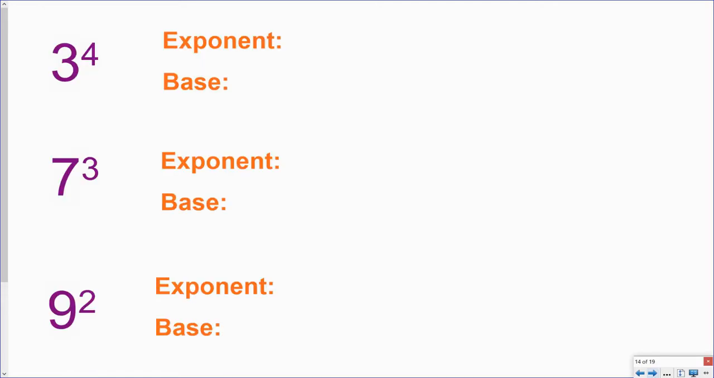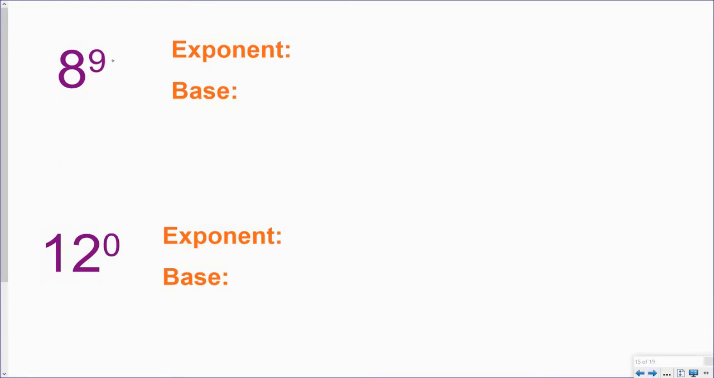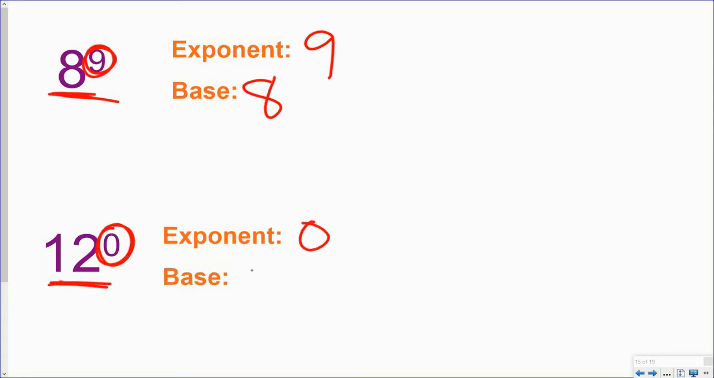So in this case, we have an exponent of 4 because it is our little number that is up to the right and the top. And then we have a base of 3. In this case, we have an exponent of 3, and we have a base of 7. And here we have an exponent of 2 and a base of 9. Here we have an exponent of 9 and a base of 8. Here we have an exponent of 0 and a base of 12.